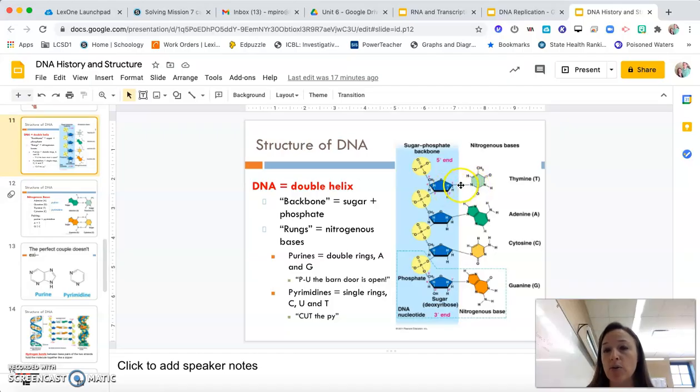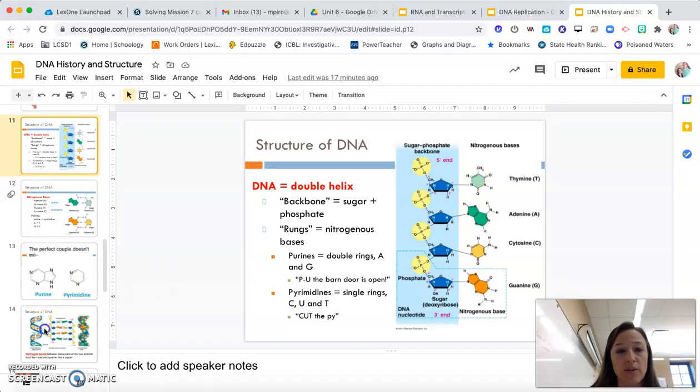And then coming off of that sugar on the other side, into the center of the molecule, is going to be a base. And this is also covalently bonded so that that base is firmly attached to this backbone. And so there are 4 bases: thymine, adenine, cytosine, and guanine. And they are of different forms. We'll talk about that in just a second.